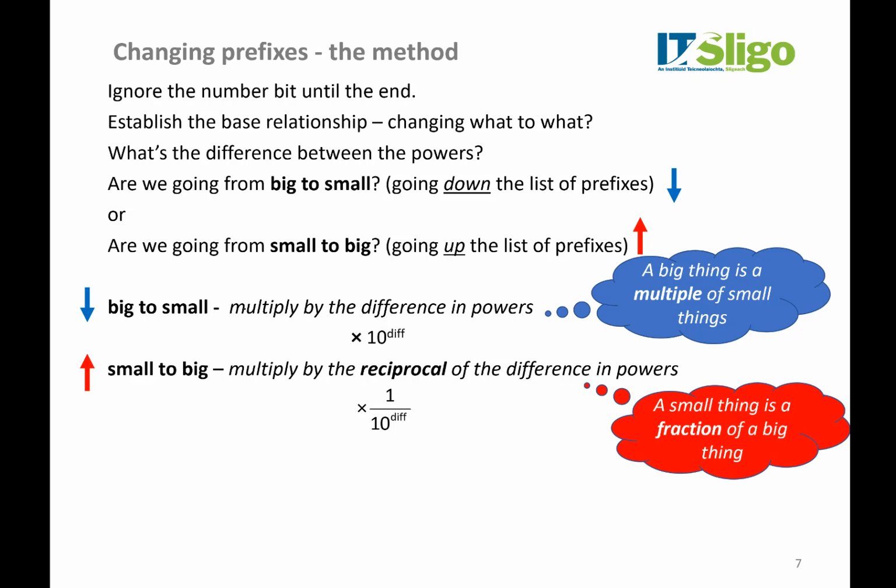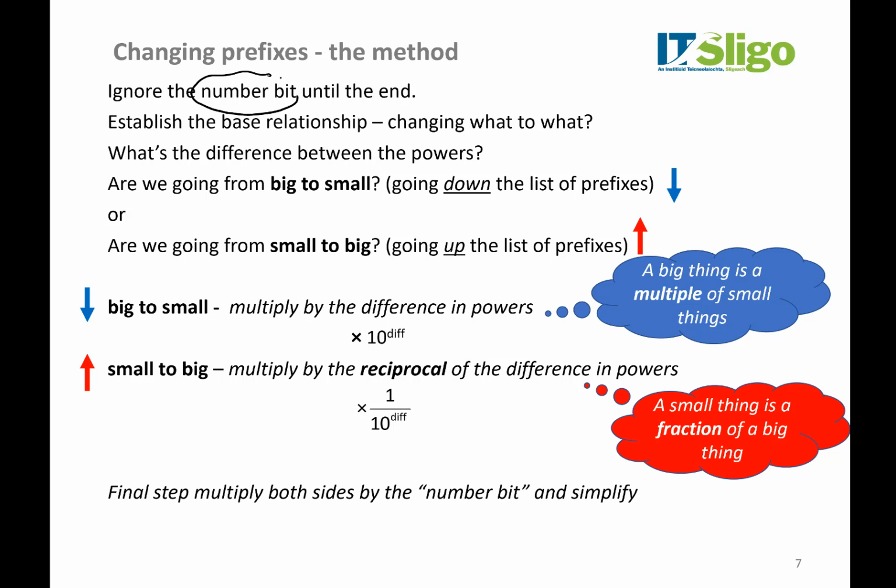This is just what I was saying: a big thing is a multiple of small things. This is how I always remember it. Or if I'm going from small to big, a small thing is a fraction of a big thing. That just helps me remember when I'm doing these on the fly. Finally then, guys, bring in the number bit, multiply both sides by it, and simplify. So that coefficient shouldn't be used until the very end.